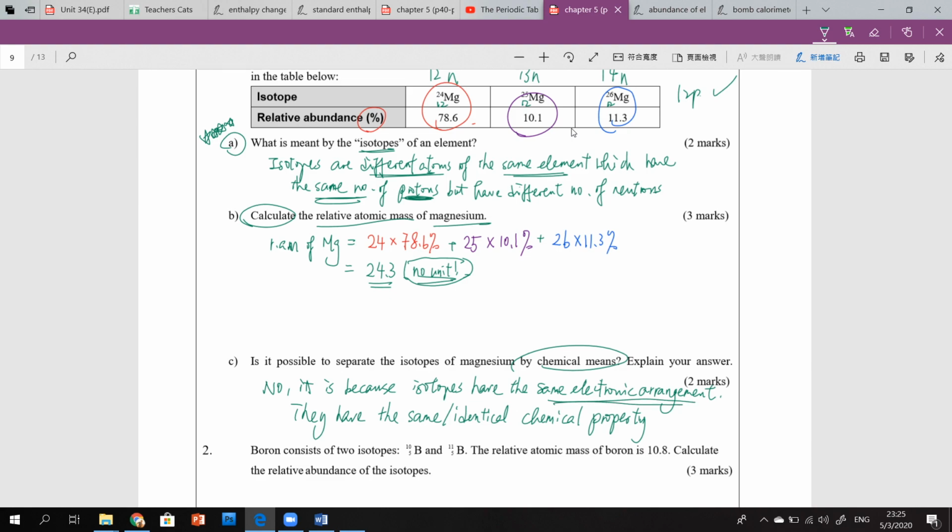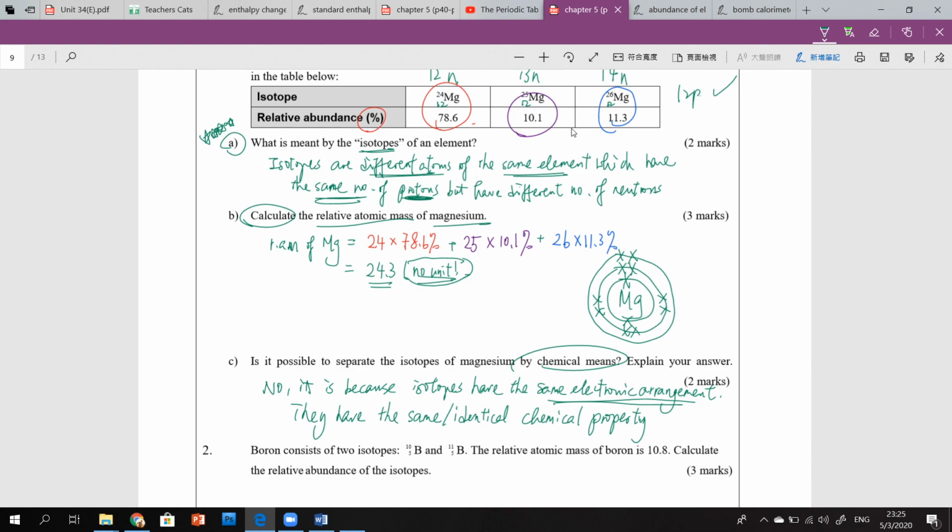So for magnesium, those 12 electrons are placed in their own order. The first shell has got 2 electrons. Second shell, we have got 8 electrons. Altogether, we've got 10, right? How about the remaining 2? The remaining 2 will be placed in the third shell, okay? So no matter if it is magnesium 24, 25, 26, they have the same electronic arrangement.